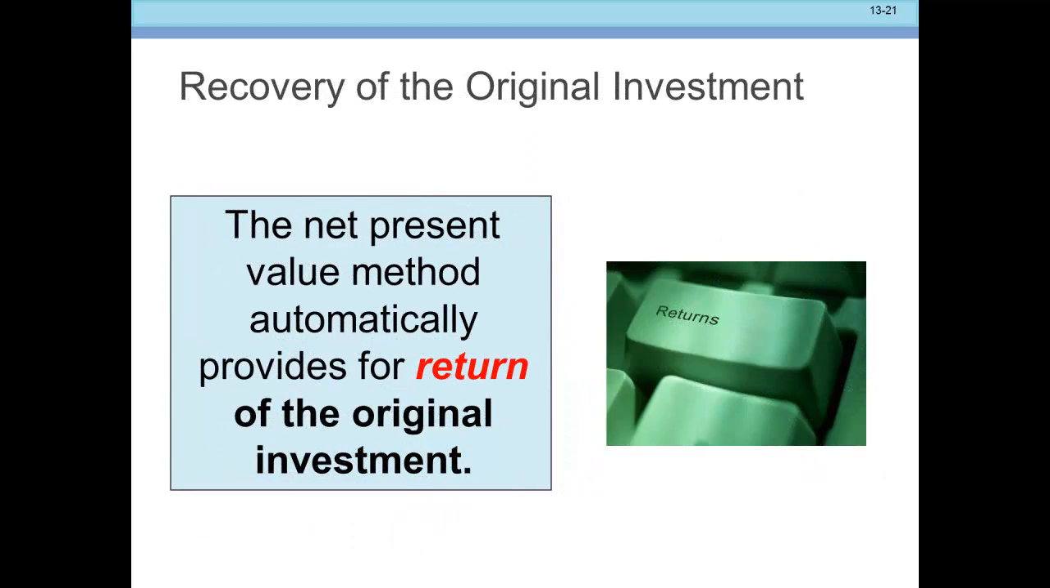Keep in mind that the net present value method automatically provides for the return of the original investment. We're interested in measuring how much above the original investment we would be getting.